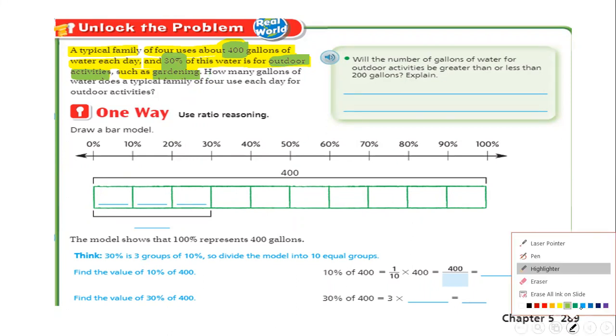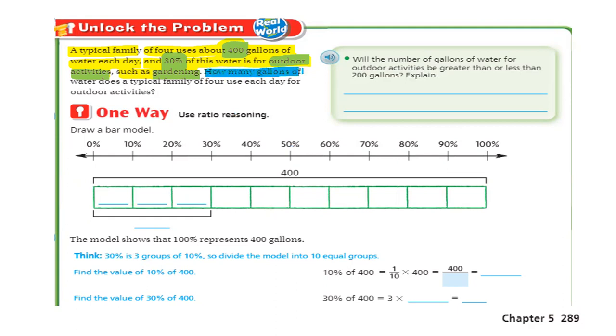The question right now, Ali: how many gallons of water does a typical family of 4 use each day for outdoor activity? One way, use ratio reasoning. So my main question: how many gallons of water does a typical family of 4 use each day for outdoor activities? I need to calculate what, Ali?